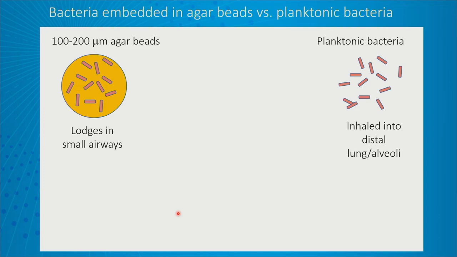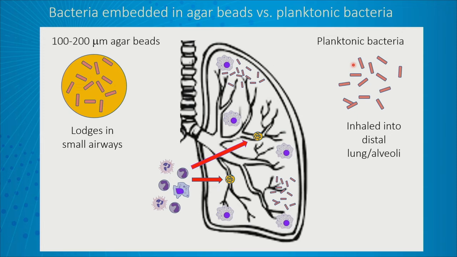And that's in contrast to the type of infection I've been showing you so far that I'm now calling planktonic infection, stealing a term from the biofilm community, which are free swimming individual bacteria which get inhaled into the distal lung or the alveoli. If we go back to my model of the lung from earlier, what I'm proposing is that the reason that the agar bead model becomes a chronic infection is you're forcing the infection into a different part of the lung.